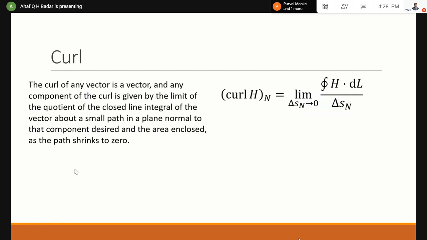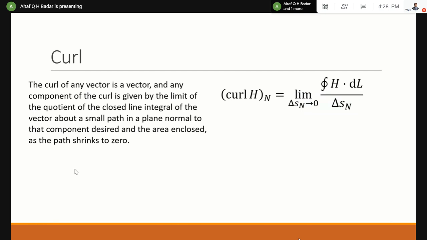So this curl of any vector, I cannot go into that derivation right now, but the curl of any vector is a vector, and any component of the curl is given by the limit of the quotient of the closed line integral of the vector about a small path. If you go through any of the references, you can see that path also. They usually mention it and show it through a figure in a plane normal to that component desired and the area enclosed as the path shrinks to 0.